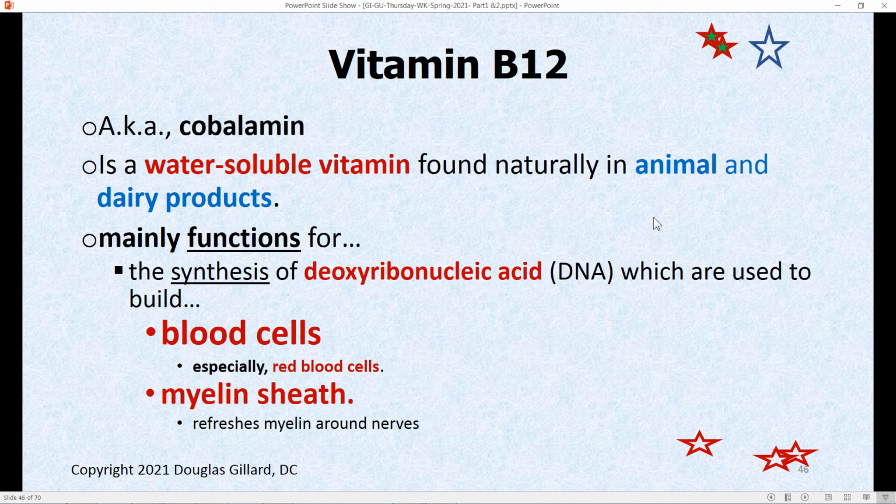But yeah, their main function is to synthesize DNA molecules during interphase on the way to making things. So vitamin B12 is very important in the process of blood cell synthesis, especially hematopoiesis, like making red blood cells. It's also very important in replacing damaged and worn out myelin around nerves. And you can see where we're going. Vitamin B12 deficiency. Ooh, what if you can't replace the myelin? That's not a good thing. What if you can't make red blood cells? That's not a good thing.